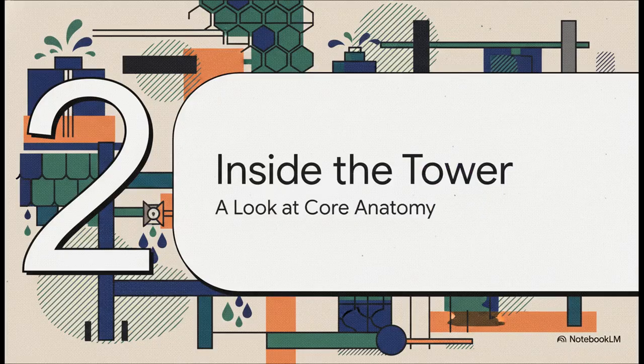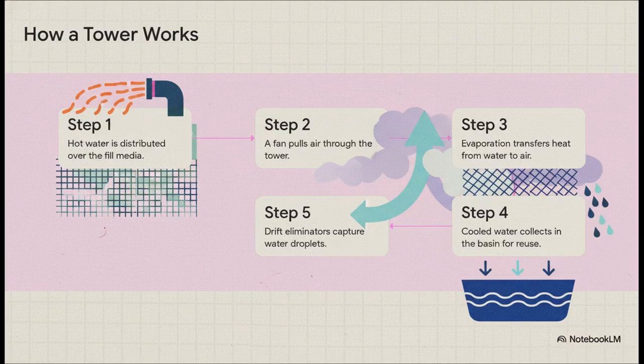All right, now that we've got the basics down, let's pop the hood and see what actually makes these towers tick. So let's walk through the whole process. Hot water comes in at the top and gets spread out over something called film media. At the very same time, a massive fan is pulling air through that fill. This forces evaporation to happen like crazy, which rapidly cools the water. The nice cool water collects in a basin at the bottom, ready to go back to work. And right at the top, drift eliminators catch any water drop that's trying to escape, which helps save water.